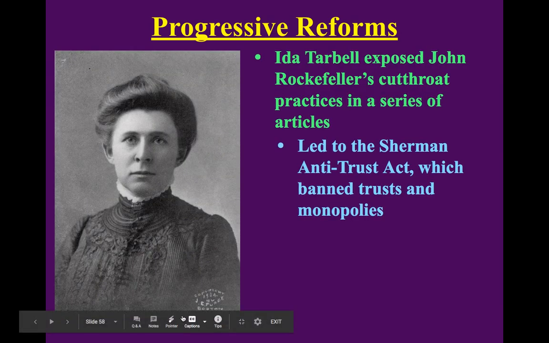Ida Tarbell. Ida Tarbell, you probably remember from the robber baron reading. She was the muckraker that exposed John Rockefeller's horrible practices in a series of articles. If you remember correctly, John Rockefeller was the guy who was in charge of the Standard Oil Company. He was the richest man in American history. Okay, and he got that rich through some cutthroat business practices. He did not play fairly. Ida Tarbell's articles led to the Sherman Antitrust Act, which banned trusts and monopolies. This is still in effect today, so that's pretty cool, right?